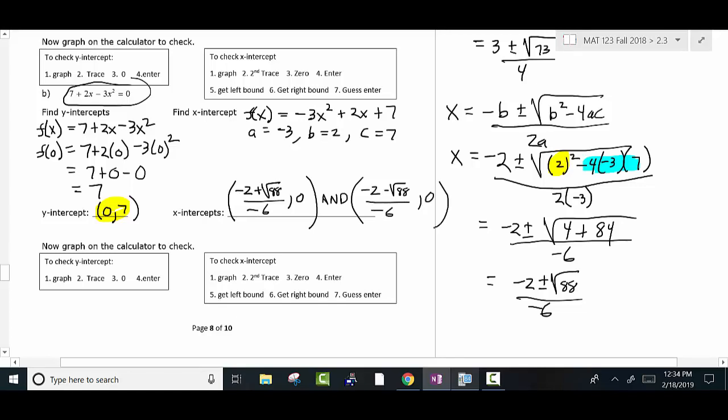Okay, so again, if something doesn't factor, you can still find the x-intercepts by using the quadratic formula. That's something that you want to know how to do.